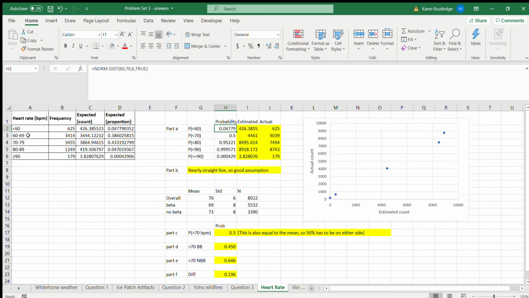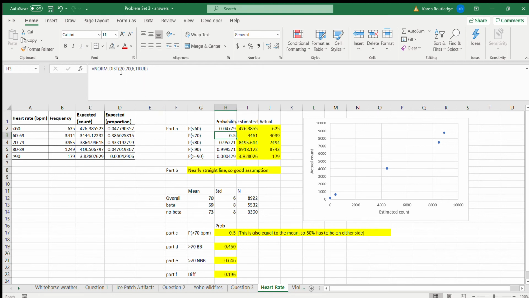So a second threshold identified as 70, so it's kind of the upper boundary of this one. So the probability of a patient having a heart rate less than 70 follows a very similar syntax, a very similar formula. Norm.dist, there's my 70, that is my cutoff. 70, that is my mean.